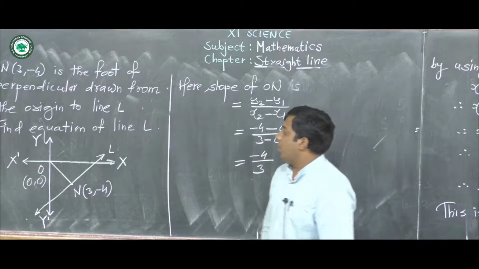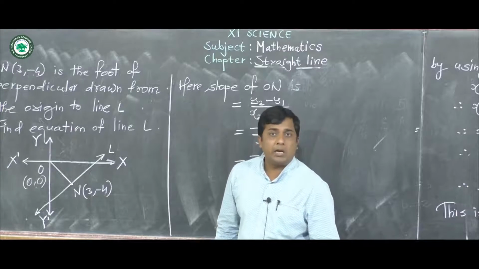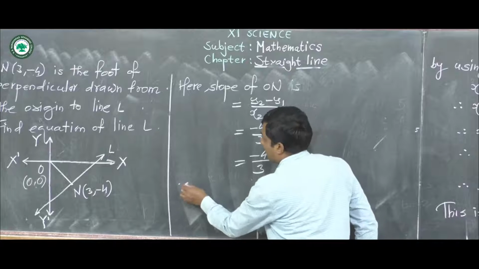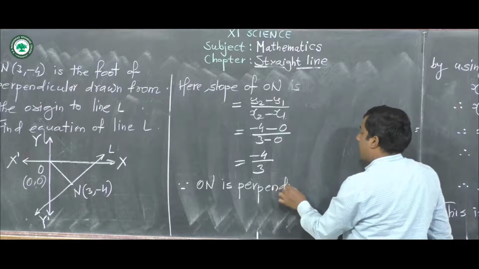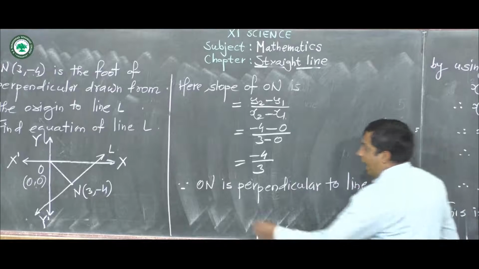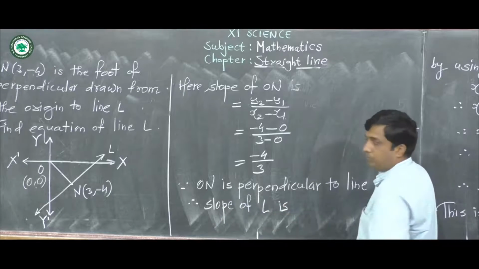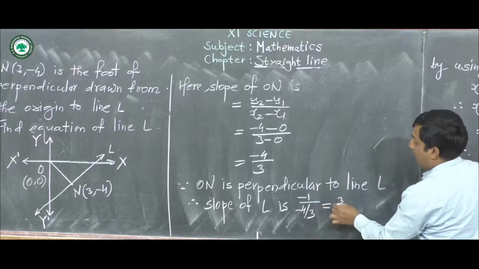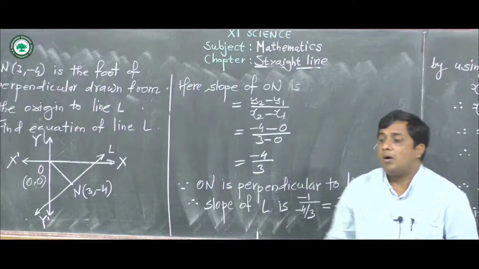Okay. Now here we know this ON is perpendicular to the line L. If it is perpendicular, we find here slope of line L. So here I write, since ON is perpendicular to line L, therefore here slope of L is minus 1 upon slope of ON, that is minus 4 by 3, and here we get 3 upon 4 only. Here slope of line L is 3 upon 4.